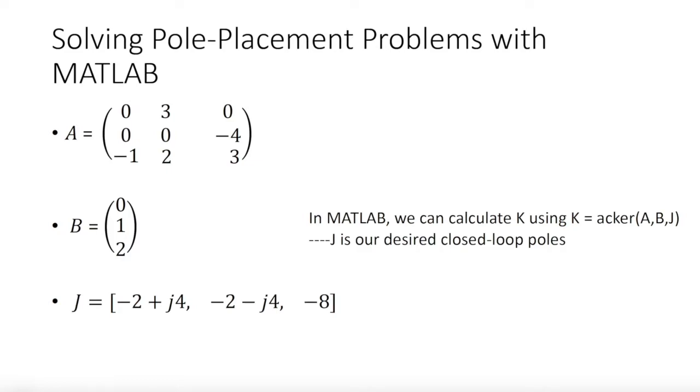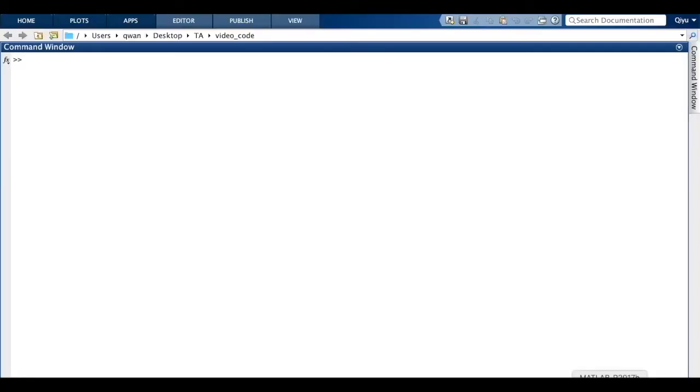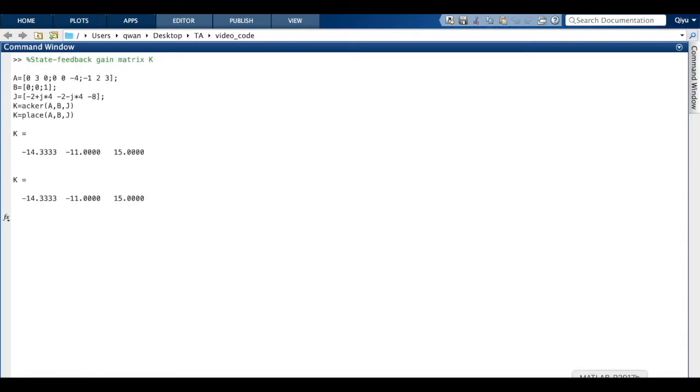U is equal to minus K times x. The K can be computed as acker of A, B, and J, where J are the desired eigenvalues of the system. So by having A, B, and J, if the system is controllable at first, we can put the poles of the closed loop system at the desired values defined by J. Then our corresponding K will be computed here.